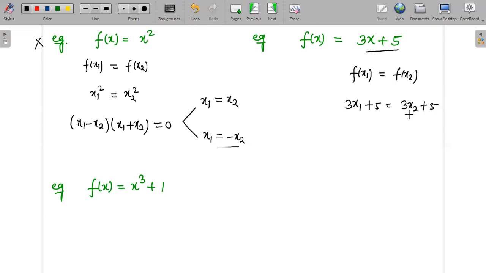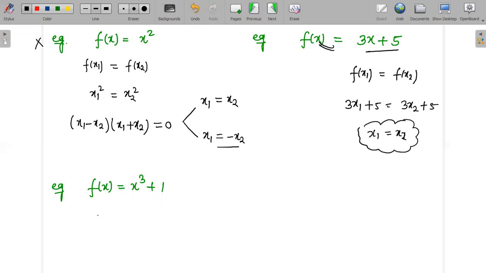5 will get cancelled out. We may divide this expression by 3, and we eventually end up getting x1 equals x2. So from there we can say that every linear expression is said to be one-one. Whereas in the third one we have a cubic expression, x to the power 3 plus 1.